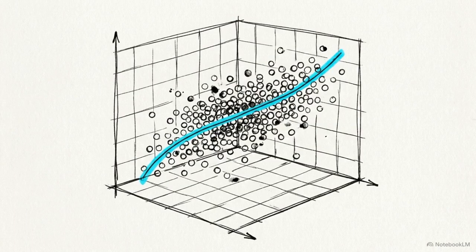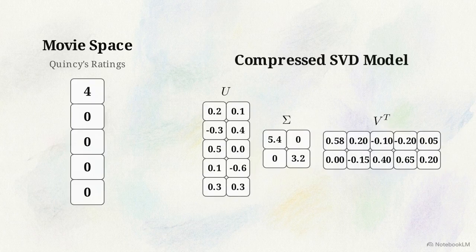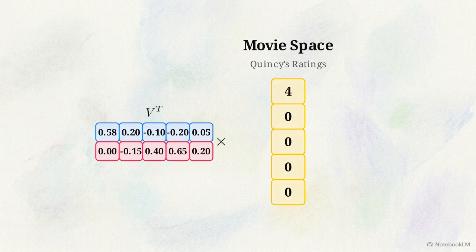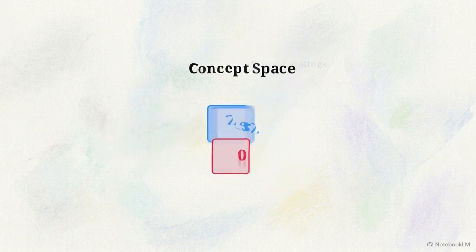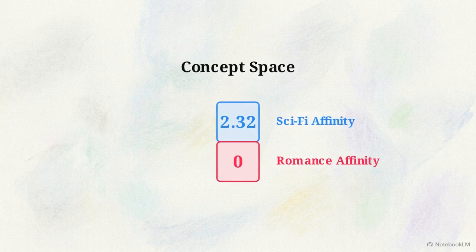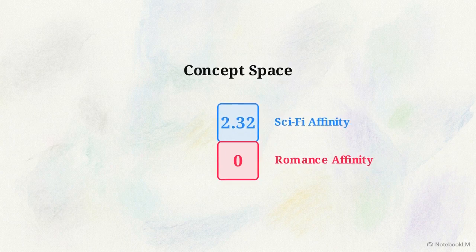Dropping the lowest singular values provides the strictly optimal low-rank approximation of the data. It minimizes the root mean square error between our compressed model and the original massive dataset. Here is a new one-dimensional vector, representing a new user named Quincy, who has only rated one movie. To generate recommendations, we query the compressed model. Multiplying Quincy's raw ratings by the V matrix translates him out of movie space and directly into concept space. We now have a clean 2-value vector showing his exact affinity for the underlying genres.